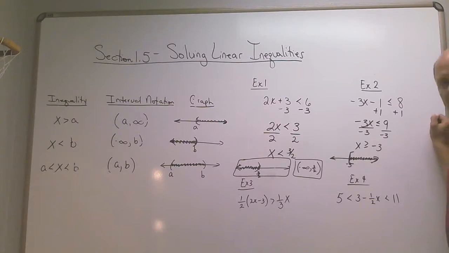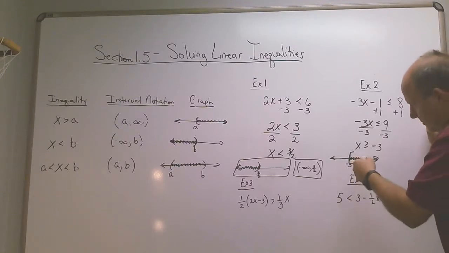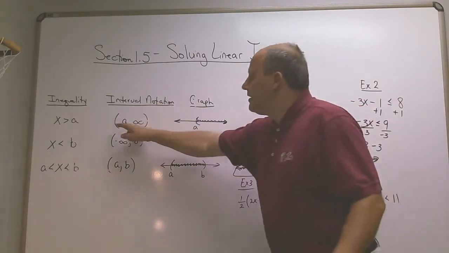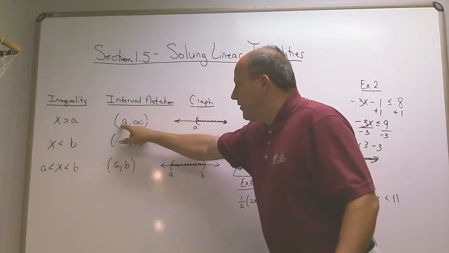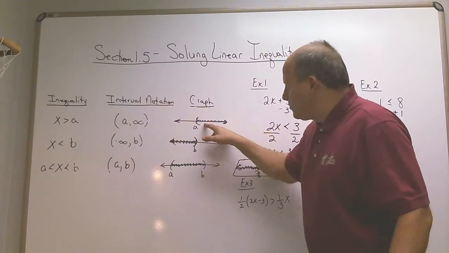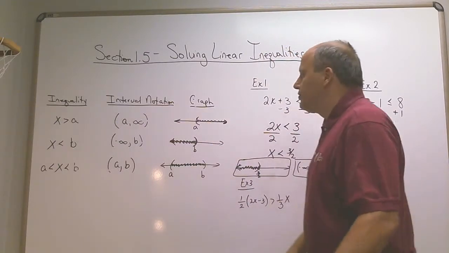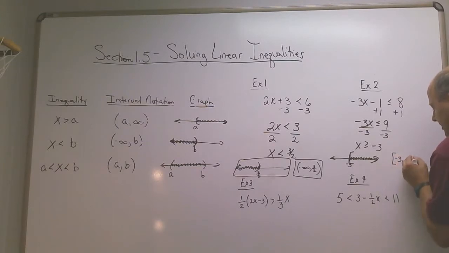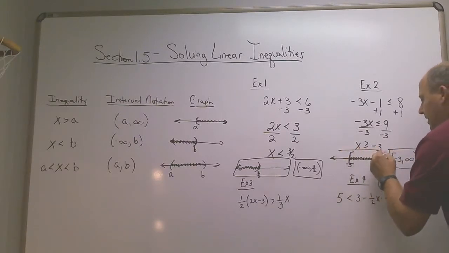And the bracket or the parenthesis always faces the direction you're going. So we're starting at negative 3 and it goes to infinity, and that's what this graph looks like. So in this particular case, it's bracket negative 3 to infinity. And that's the answer to example 2. We'll need this one and that one.